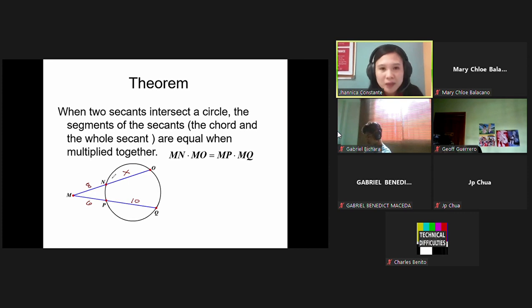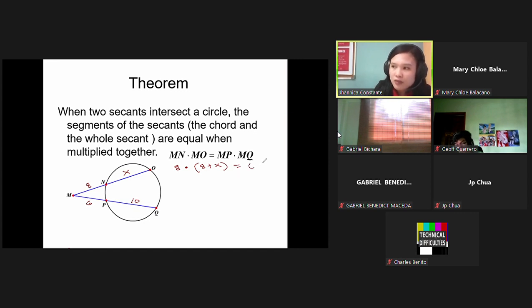And in the theorem that we have according to segment and chord, if they intersect or form one angle, we need to multiply the segment and the whole chord. So given that we have MN, which measures 8, multiplied by the whole measurement of MO, which is 8 plus X, equals MP, which has a measurement of 6, multiplied by the whole measurement of the chord, which is MQ, 6 plus 10.